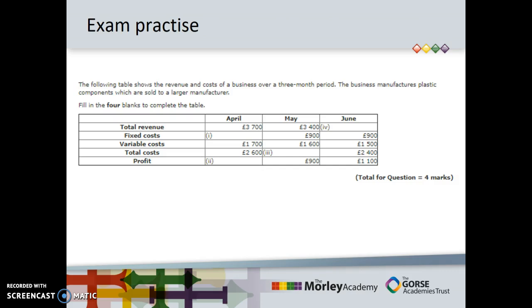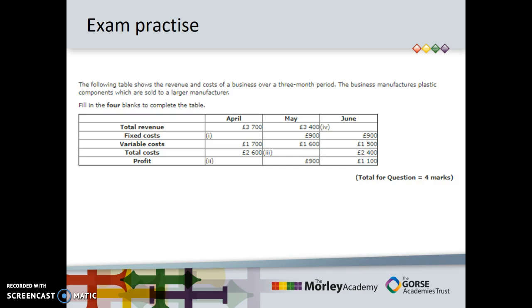So this is a typical table, and you can see it's just looking at revenue, costs and profit, and it's worth 4 marks. What I would advise people to do whenever they are looking at a table like this, do May first. May doesn't require you in any way to rearrange any aspects of the formula. It is looking for, initially in May, revenue, take away, costs. And so all it's asking you to do is calculate total costs first of all.